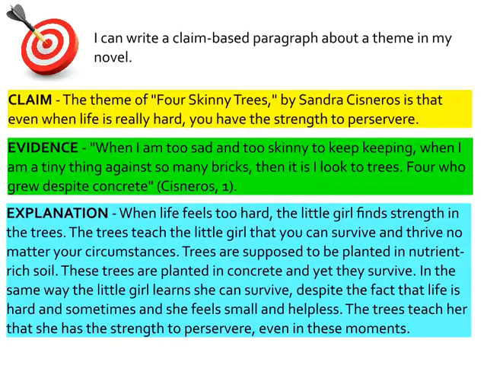You also know how to select the best piece of evidence to support your claim and how to write 4 to 6 sentences explaining how your evidence supports your claim. You've produced something that looks exactly like this. So what do we need to add to our claim-based paragraph?